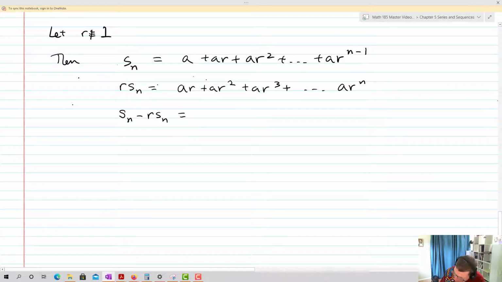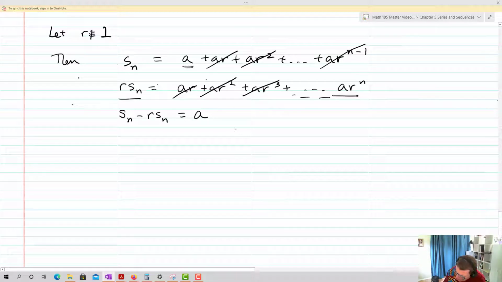And so that's going to end up being, well, it'll be a, right? Because all these terms are going to go away, even all the way up to the ar to the n minus 1. And what we're going to be left with is the ar to the n from rSn and a. So this will be a minus ar to the n. Okay, and that's our partial sum.